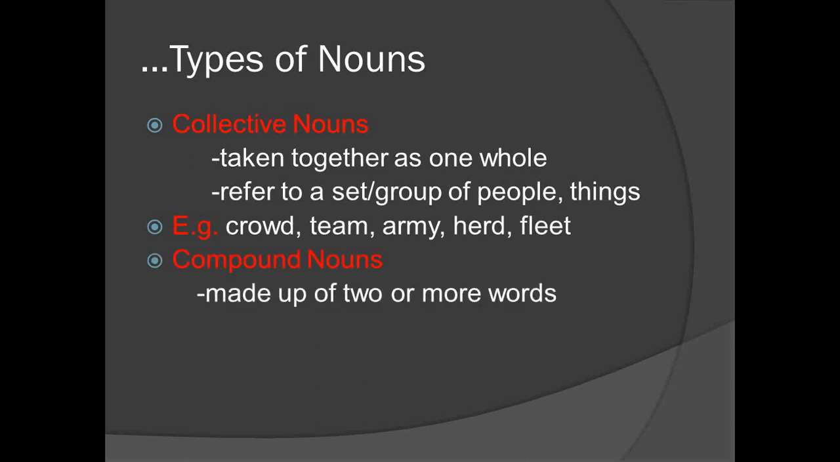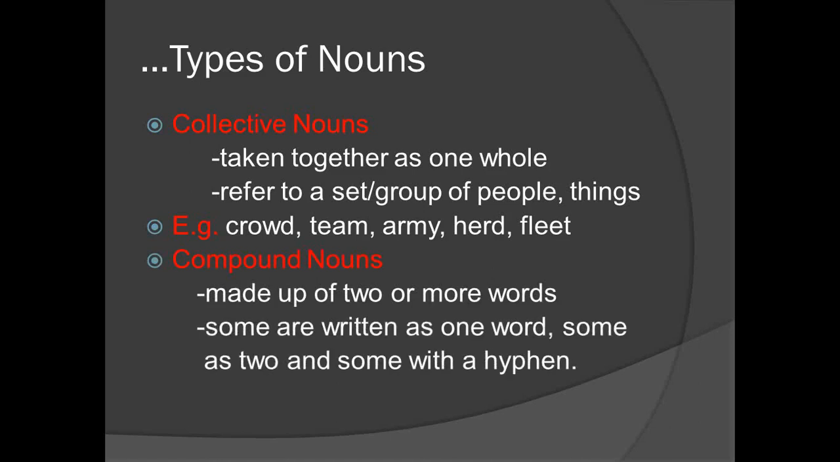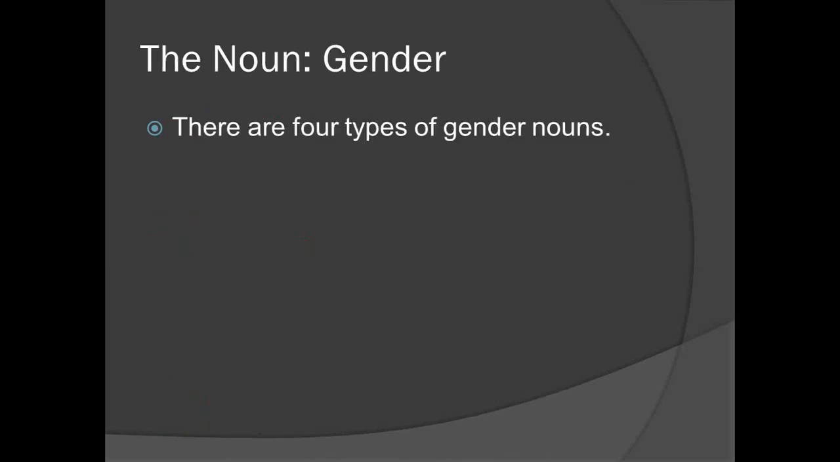Compound nouns are those nouns which are made up of two or more words. Some are written as one word, some are written as two, and some with a hyphen. Look at the examples. Rainfall, son-in-law, and credit card are some of the compound nouns.